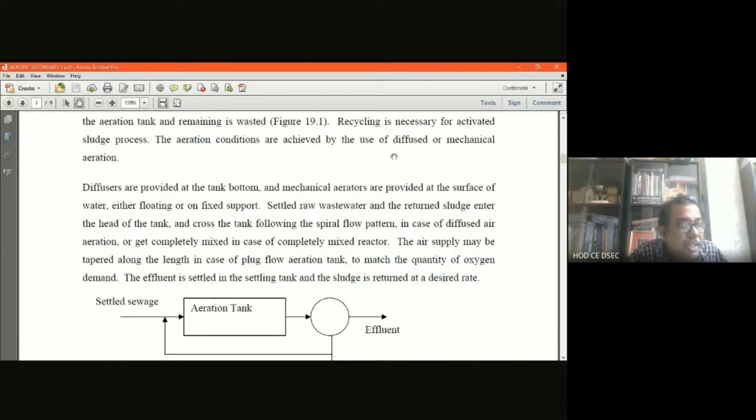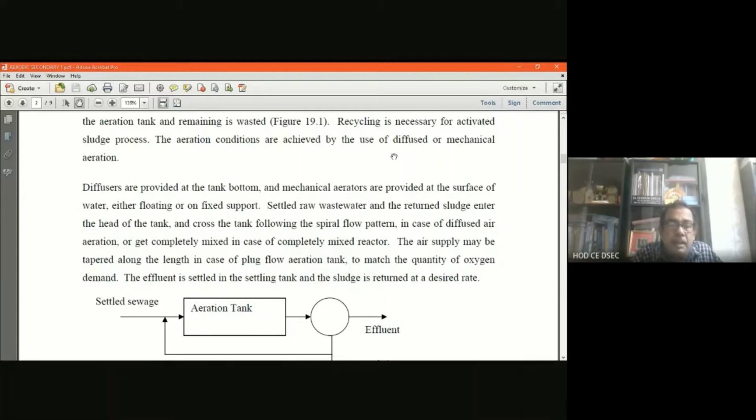So we can say that in the plug flow system, the F/M and oxygen demand will be highest at the inlet end of the aeration tank and will then progressively decrease. But in case of the completely mixed system, the F/M and oxygen demand will be uniform throughout the tank, as it is a completely mixed system. So this is in brief the concept of the plug flow and the completely mixed flow regime conditions.